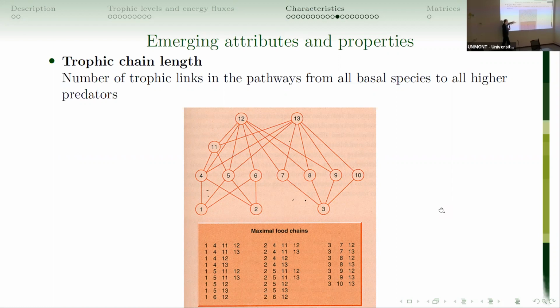So we would divide the links. The number of links would be links, not species. 1, 2, 3, 4, 5, 6, 7, 8, 9, 10, etc., by the number of paths. 1, 2, 3, 4, 5, 6, 7, 8, 9, 10, etc. Okay? So the number of total links divided by the number of total paths. And what do you think that this trophic chain length indicates?